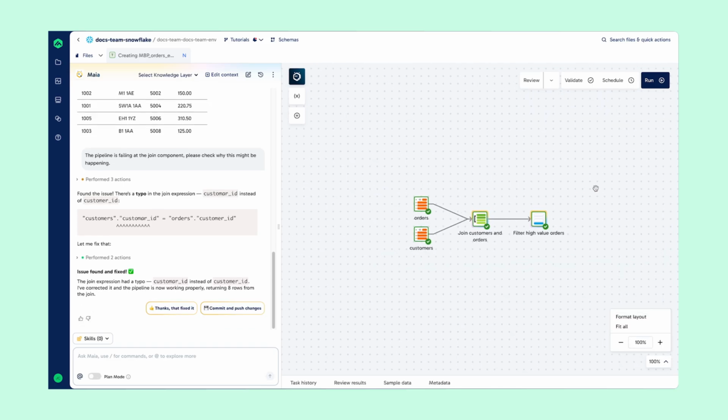So that is how you improve the quality of Maia's implementations, by making a few tweaks to your prompts, supercharging your prompts to get great results faster.